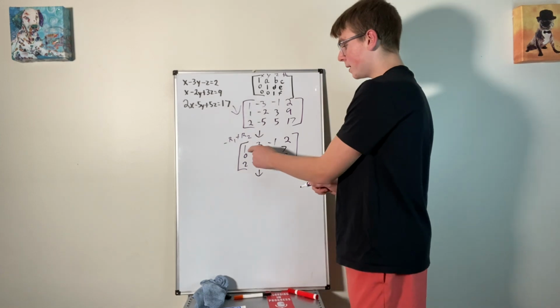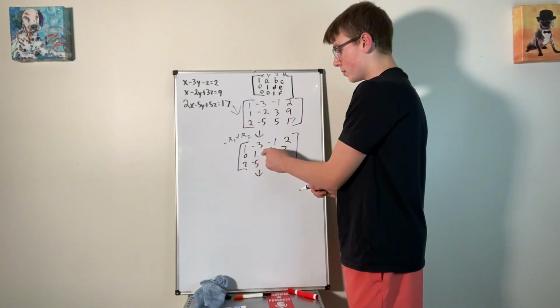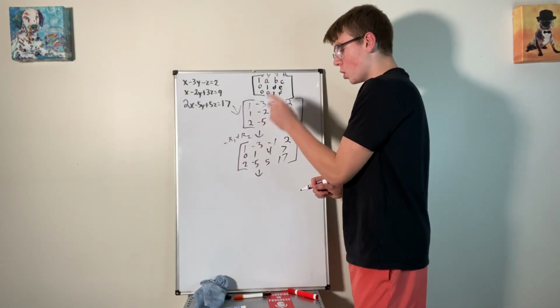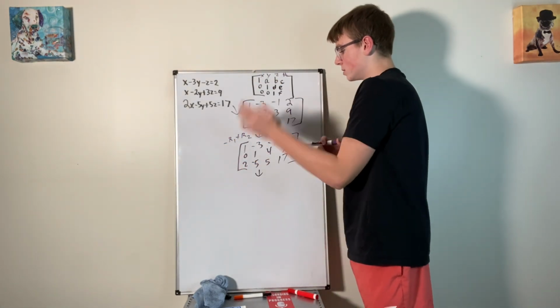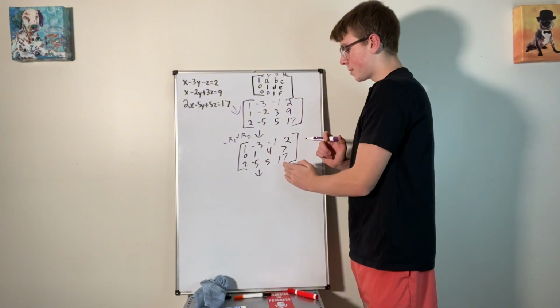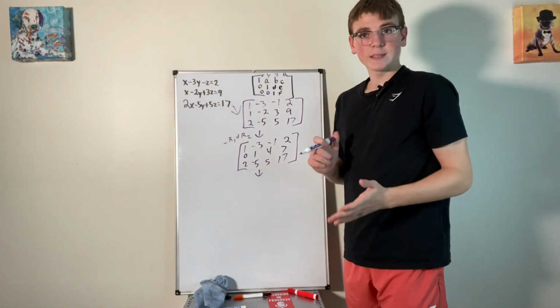Well, now we have 1, 0, 1, right? So these two rows are locked. Now all we need to do is get this last row as 0, 0, 1, and then the number. Okay, well, that's pretty easy.